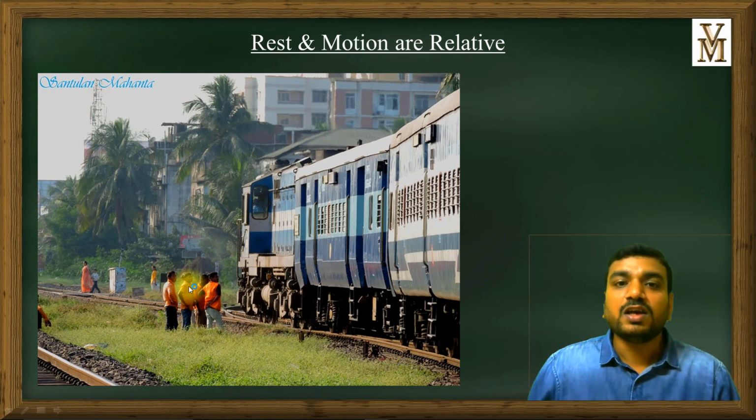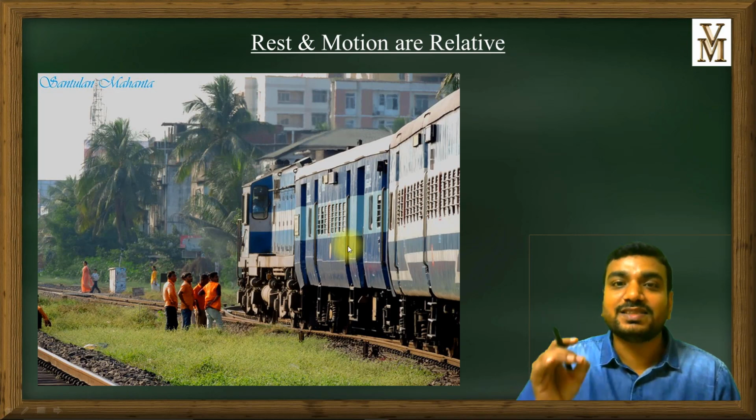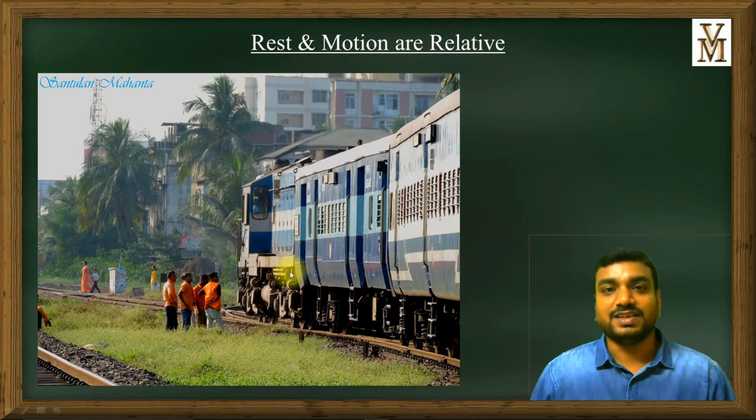Now, similarly, if you take any passenger inside the train, for that passenger, these four people will appear to be moving, whereas his co-passengers will be at rest because the passenger has taken the train as the reference point. That's why for him these four persons appear to be moving, whereas his co-passengers appear to be at rest.